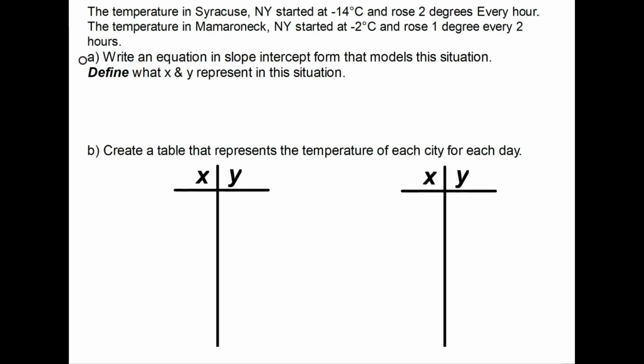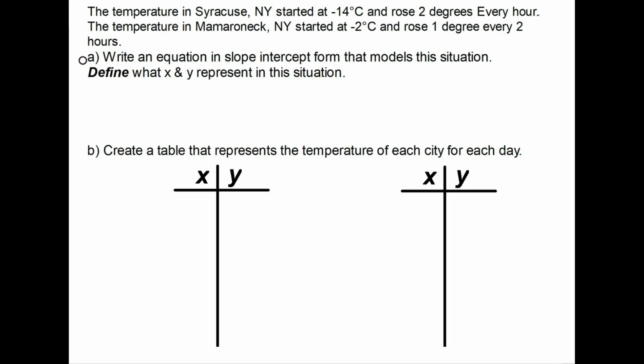Okay, the temperature in Syracuse, New York, started at negative 14 degrees Celsius and rose 2 degrees every hour. The temperature in Mamaroneck, New York, started at negative 2 degrees and rose 1 degree every 2 hours. All right. Write an equation in slope-intercept form to model the situation, and define x and y. This should be a breeze, y'all. We should just fly through this. Define x and y in the situation.